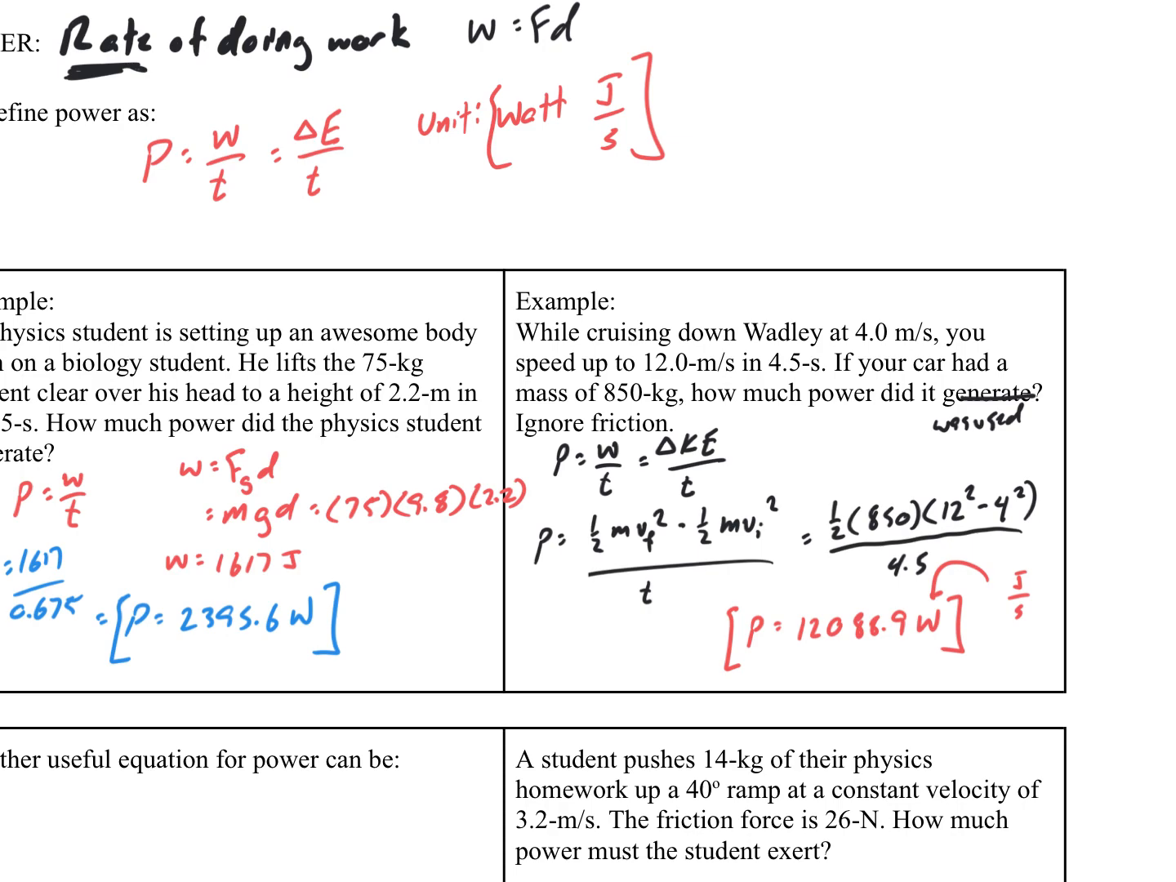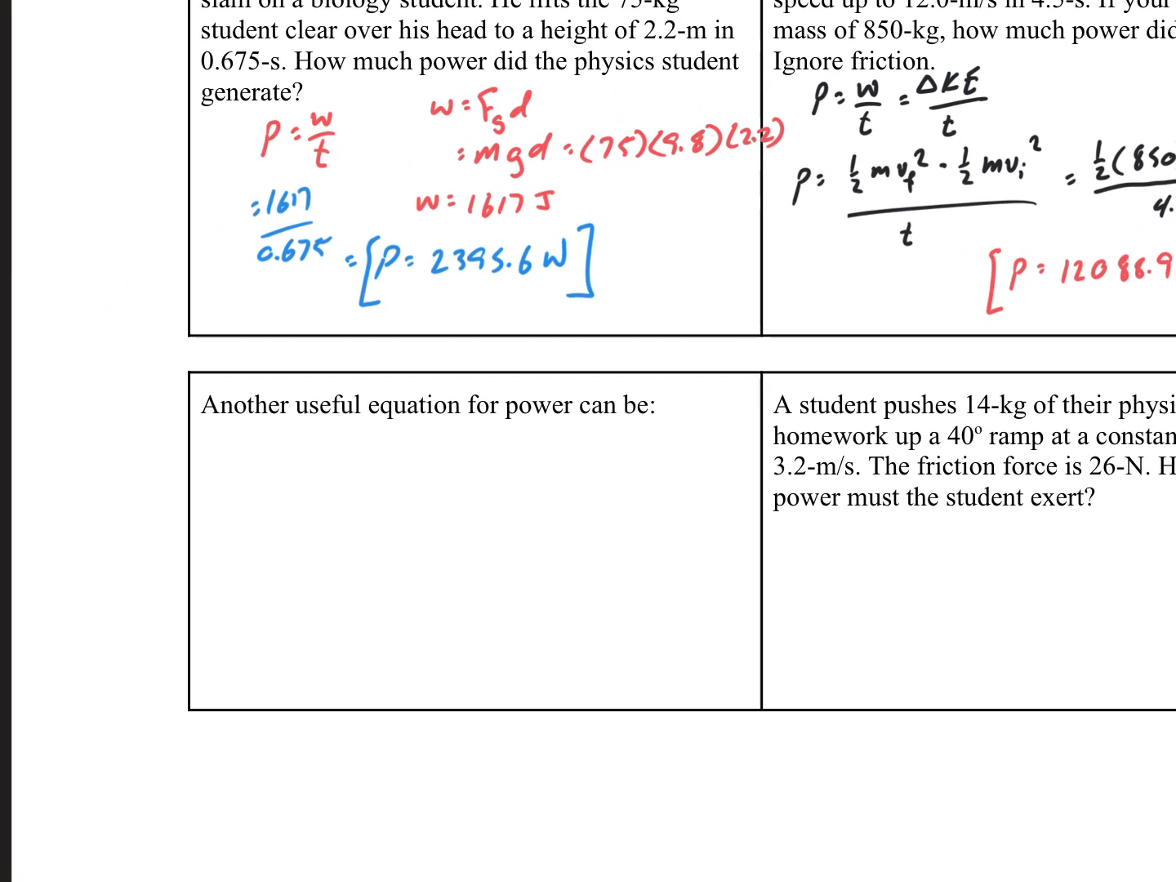All right, so we have a couple of examples on how power works. These are generally not crazy difficult. Another useful equation can be derived. So I know that power is work divided by time, and I know work is force times distance, over time. Well, if I take a look at my distance over time, that's velocity. So the other useful equation for power is force times velocity.